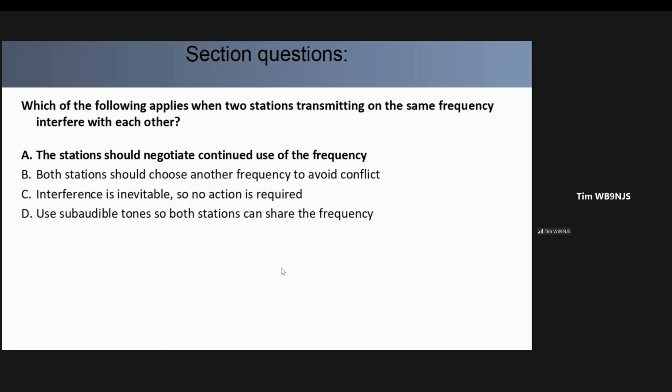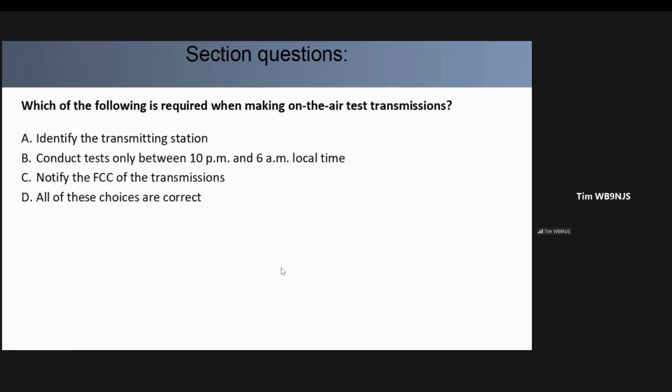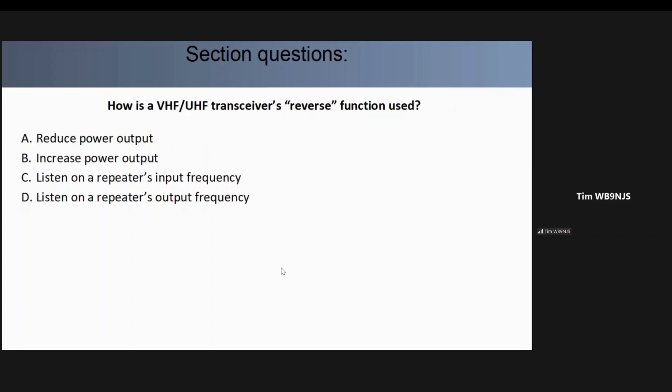Be courteous. It's a shared resource. Nobody owns a frequency. So if you're on top of someone, figure out a way to work it out. Which of the following is required when making on-the-air test transmissions? Now you don't notify the FCC and there's no time limits. You simply need to make sure that you identify the transmitting station. So if you make a test transmission that goes out over the air, not into a dummy load, you need to identify with your call sign.